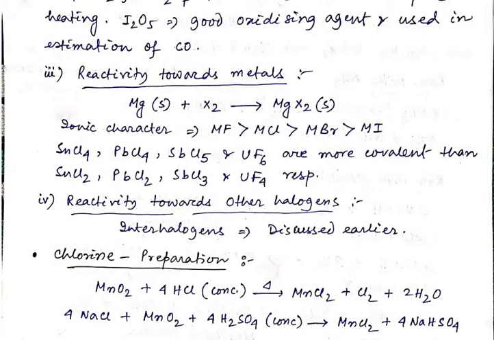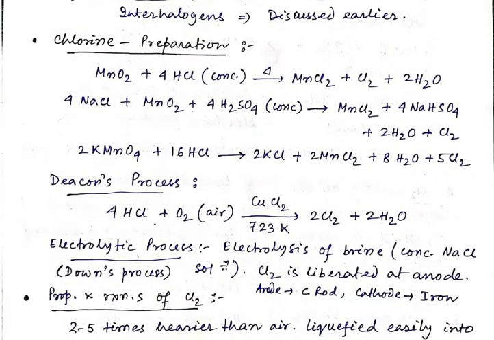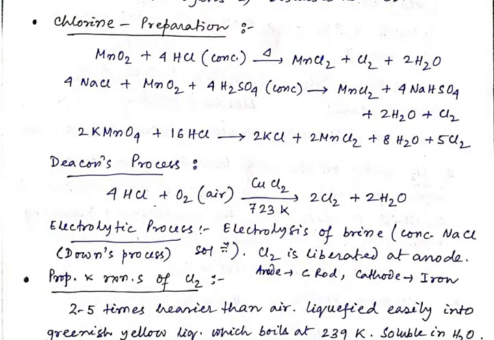Next topic, that is the reactivity towards the other halogens. I have already discussed these when I discussed the interhalogens. Interhalogens means compounds like IF7 and BrF5. In our last class, you can check once, I told about the interhalogen compounds. So today we are mainly going to the new topic, that is the preparation of chlorine.